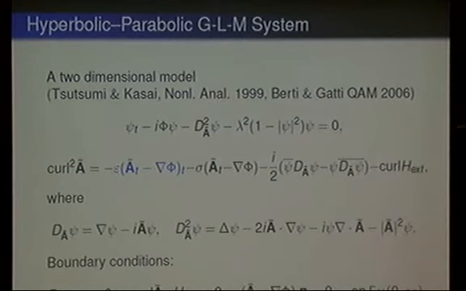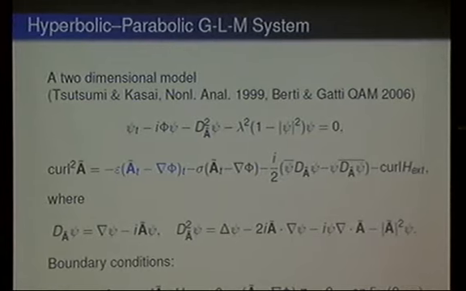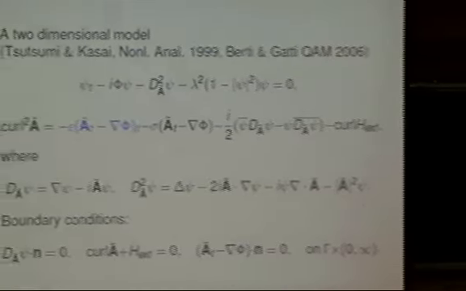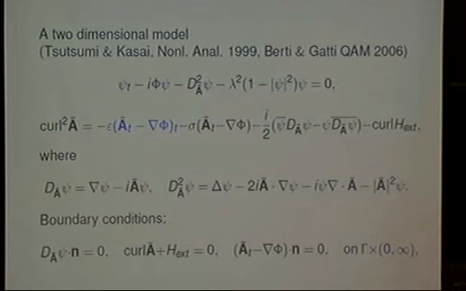The first equation is for the complex order parameter psi, and the second one is from the Maxwell equation. The right-hand side of the second equation is the total current of the system. The first one, the blue one, is the displacement current. The second one is the normal current. The third one is the supercurrent of the superconducting material. And the fourth one is a transport current due to an external magnetic field. Here we simply denote some operators by dA psi and dA square psi.